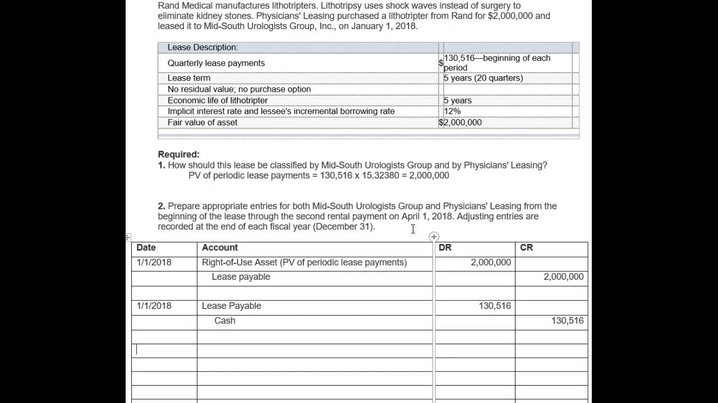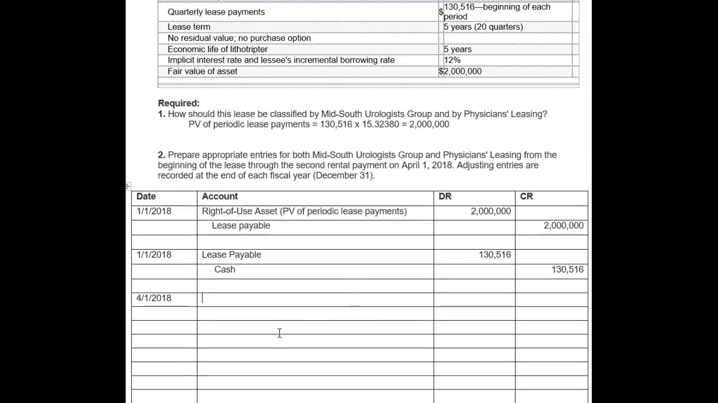Next one, it says to make them through the first payment, so April, or second payment actually, since we had that first one. So April 1st of 2018 would be our next payment. Now, what are we going to do there? Well, again, every quarter we're going to make that same payment of cash of $130,516. The difference between the April entry and the January entry here is the fact that now interest has accrued. So not only are we going to reduce the lease payable, we also have to record the interest expense on the lease payable. Again, it's sort of like a note. If you did an installment payment, you pay off the interest that's accrued to that point.